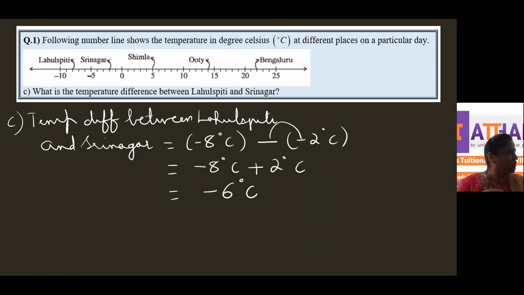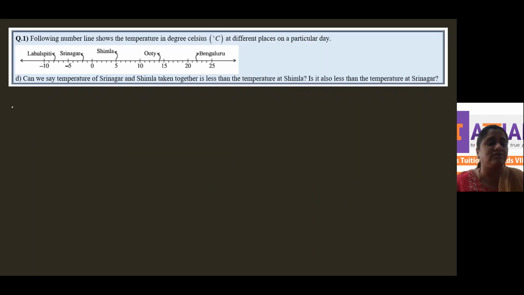Yes or no? We know that rule. Yes. We are measuring it in negative, minus 8 degrees Celsius. Then how can you say that it's always positive? Okay, so minus 6 degrees Celsius. Is that fine, children? Yeah. Next.